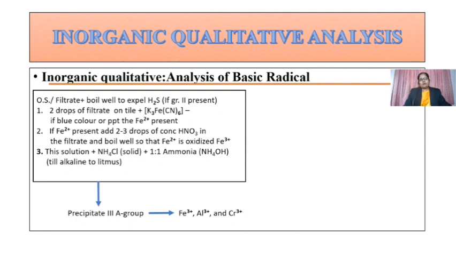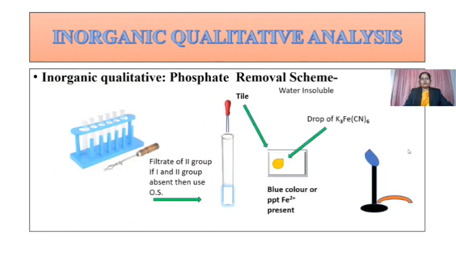Now here, before doing this third A group analysis, we have to expel out the H2S completely. Then take a drop of the original solution if the first and second groups are absent. If the first or second group is present, then use the filtrate. Take a drop of this filtrate on a tile where a drop of K3[Fe(CN)6] is already placed. If blue coloration or precipitate is obtained, then Fe is present in the form of Fe2+.